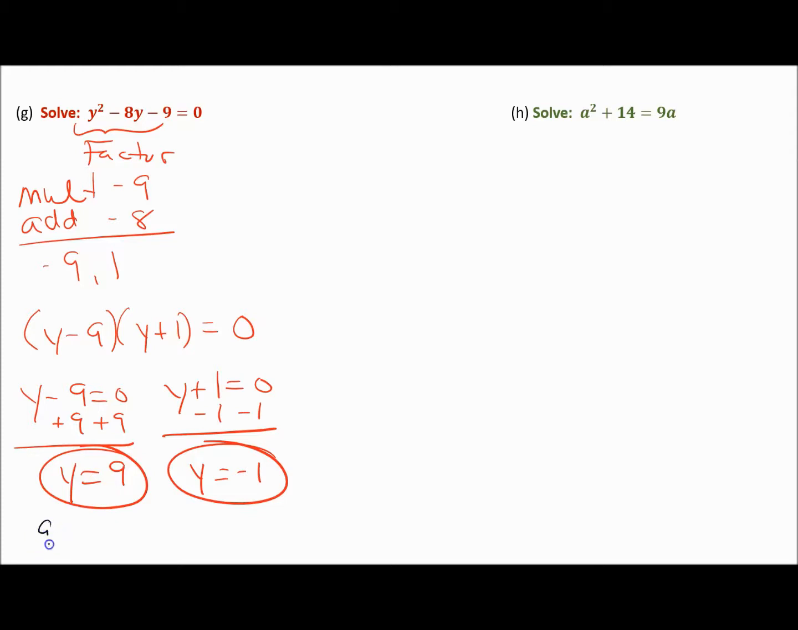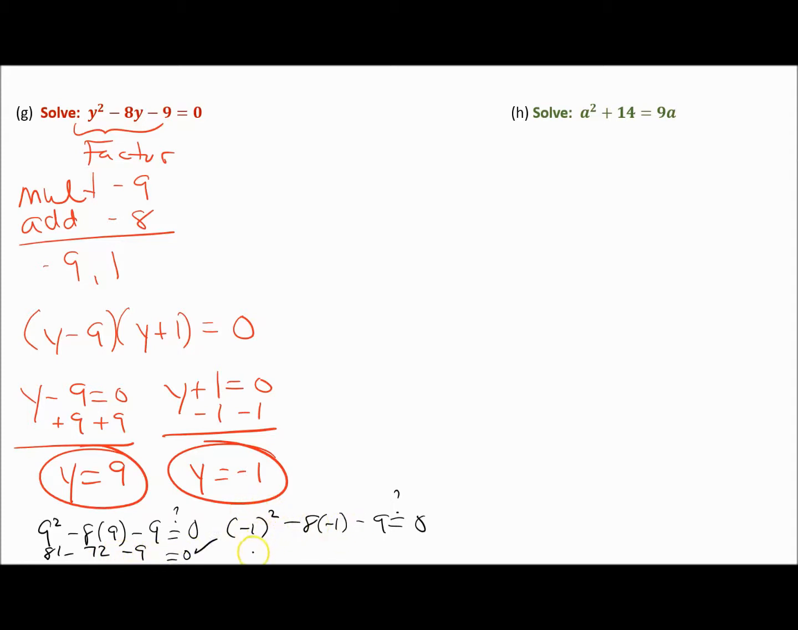So I would have 9 squared minus 8 times 9 minus 9. Does that really equal 0? And I'd also check -1 squared minus 8 times -1 minus 9. Is that really equal to 0? Well, let's check. 9 squared is 81 minus 72 minus 9. 81 minus 72 is 9 minus 9 equals 0. Checks.